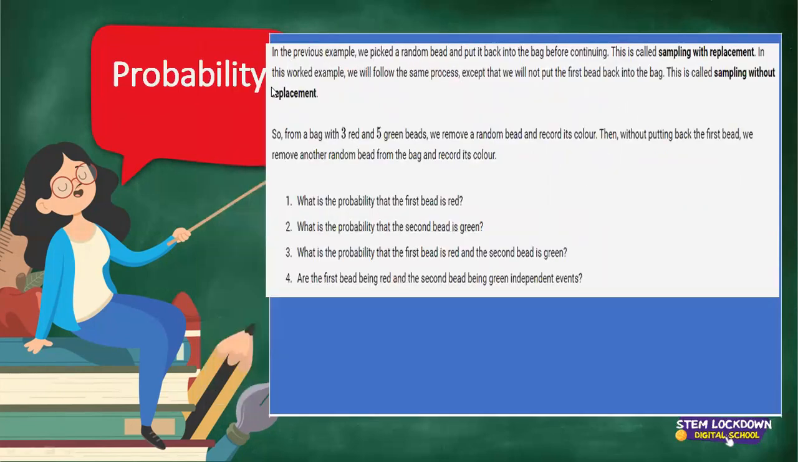Now, talking about without replacement. In the previous example, the bead was being replaced, but in the event where the sample is not replaced, how do we deal with that? For example, from a bag of 3 red and 3 green beads, we remove a random bead and record its color. Then, without putting back the first bead, we remove another bead from the bag and record its color.